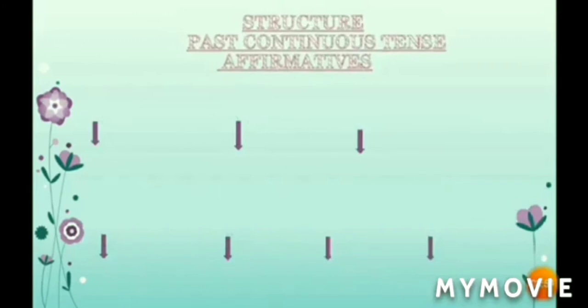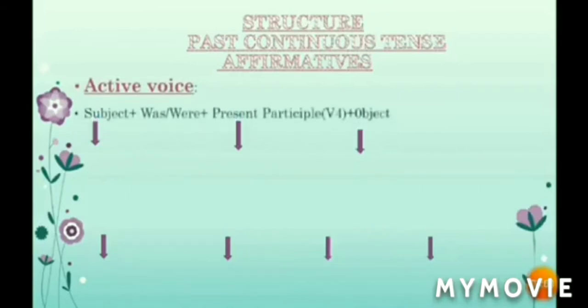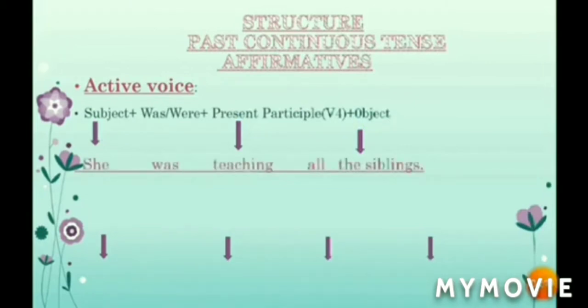Structure of the affirmatives, past continuous tense. Instead of is, am, are in the active sentence, now we use was and were. Let's see. Subject plus was or were plus present participle, that is the fourth form of the verb again, plus object. Let's see an example. She was teaching all the siblings.